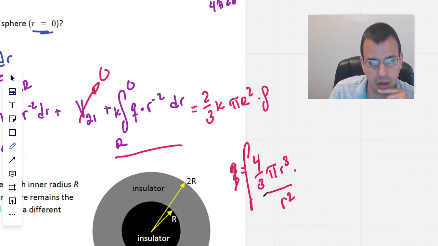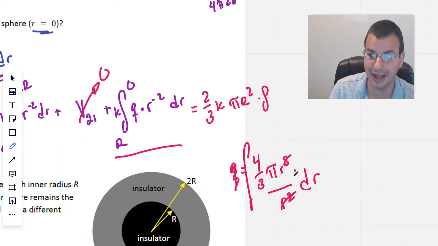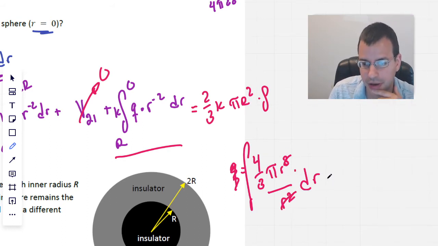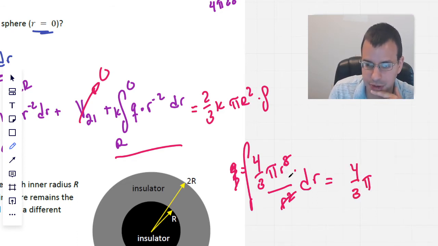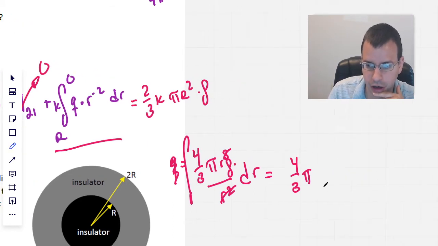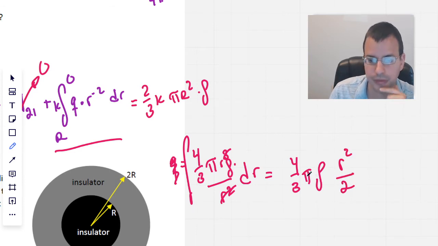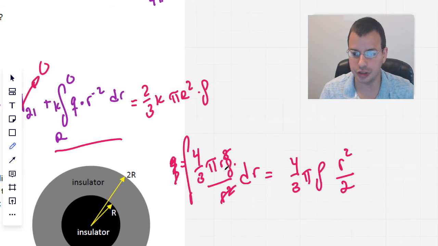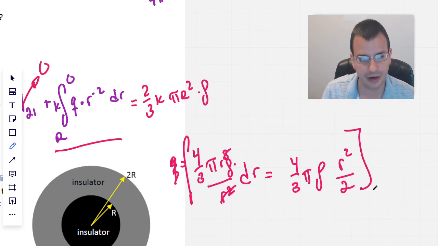Go to that q real quick, dr. So one of the bottom r squared will cancel, and we're left with an r on top. And this will be 4/3 pi. I think there's supposed to be a rho in here as well, so I'll put a rho in there. 4/3 pi rho r squared over 2, because the integral of r will be r squared over 2. And this will be evaluated from r to 0.